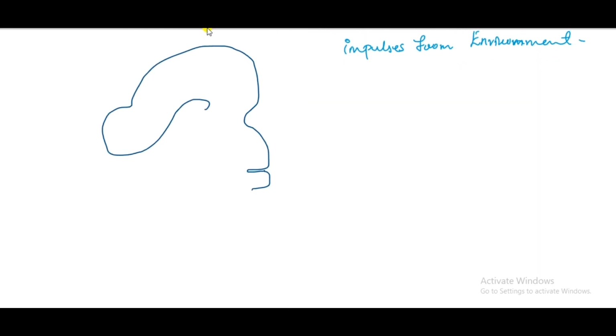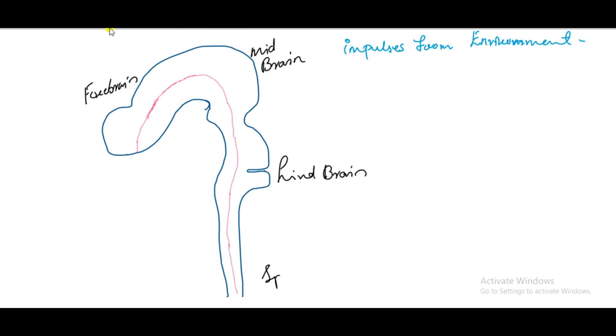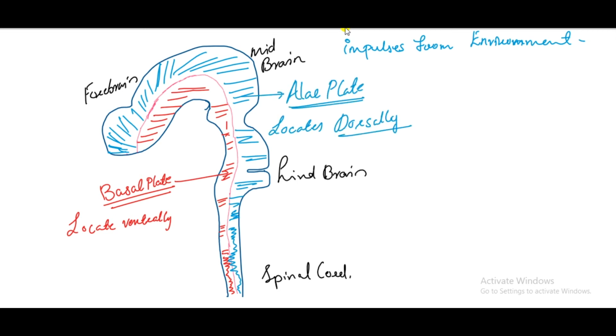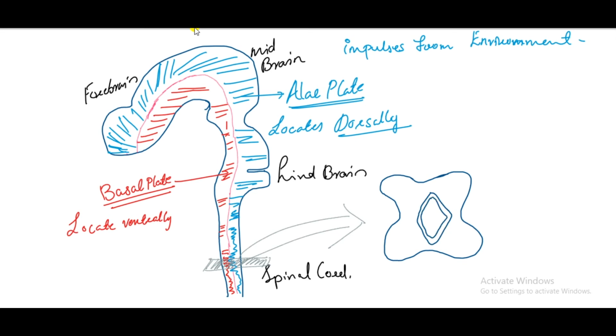Here I am drawing the neural tube and the sulcus limitans, and you can see forebrain, midbrain, hindbrain, and spinal cord. Ventral to the sulcus limitans is the basal plate. Dorsal to the sulcus limitans is the alar plate. The cross section of the spinal cord gives this structure. You can see centrally the central canal, which is big, and dorsally the alar plate, and ventrally the basal plate.